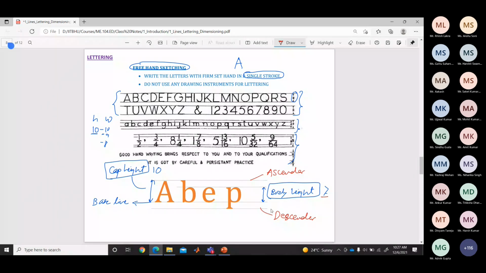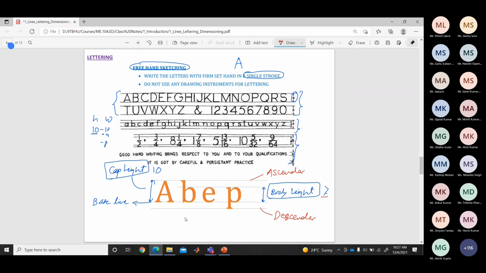The details about the ascender, descender, and all this are not required at all. The only thing you need to follow is that all the letters should sit on the baseline. And this height, measured from the baseline to the capital letters, is the cap height. And the body height. How did the body height come into the picture?